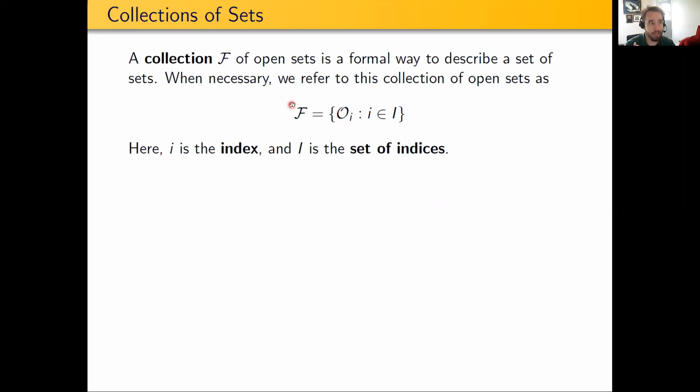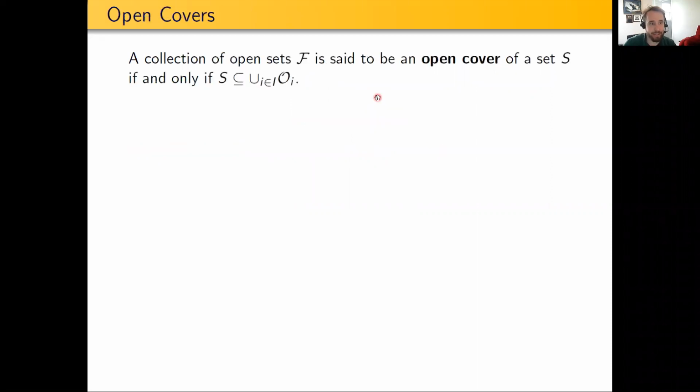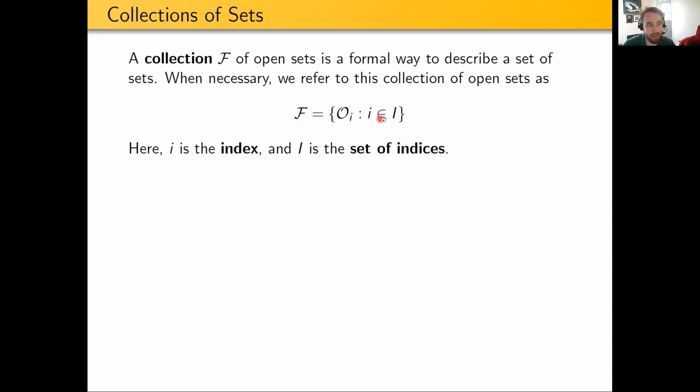So formally, our collection F is a set of these open sets O sub I. Here I is an index, so it's a way to refer to the individual open sets, and I is an element of the set capital I, which is the set of different indices. So let's go ahead and talk through a few specific examples.